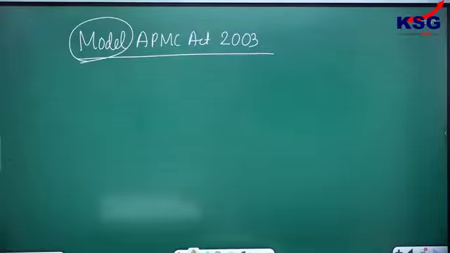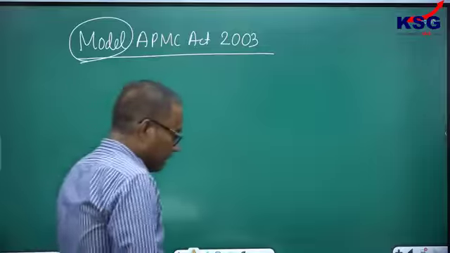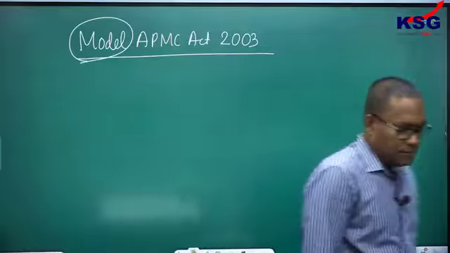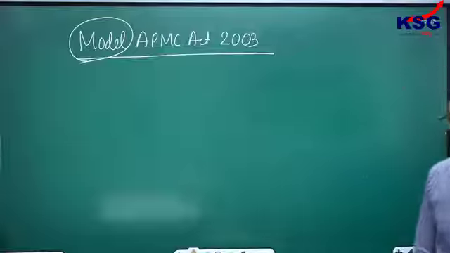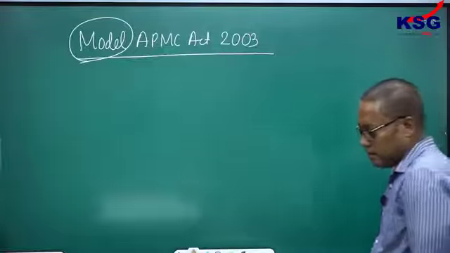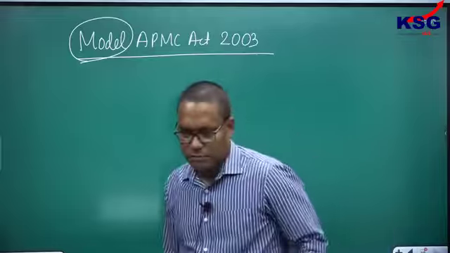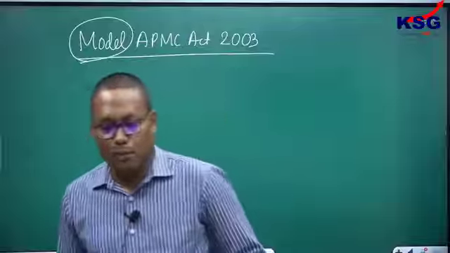Okay, right. The salient features. Please write salient features. First point you write: setting up markets in private and cooperative sector.